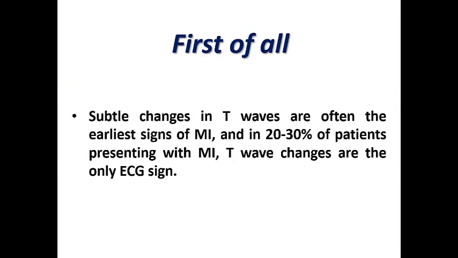First of all, we should know that subtle changes in T-wave are often the early sign of MI, and in about 20-30% of patients presenting with MI, T-wave changes may be the only ECG sign. Of course, we know that a normal ECG doesn't exclude MI. It may happen in myocardial infarction as a non-STEMI, so what about the presence of T-wave inversion? Of course, it increases the possibility of myocardial ischemia.